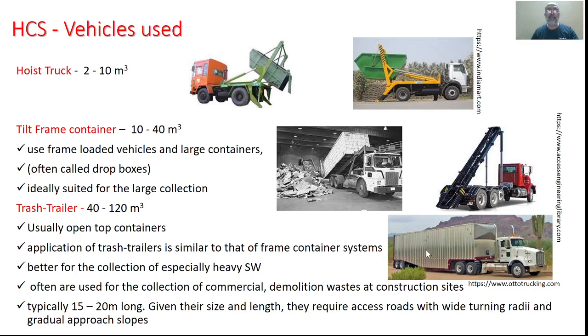Usually, whenever it is expected to have waste collected, for example construction and demolition waste, or certain white goods, this system is ideally suited for heavy category of waste. So the vehicle could be very huge, 15 to 20 meters long. For such a size and length, they require proper access to the roads, a wide turning radius and gradually approachable roads.